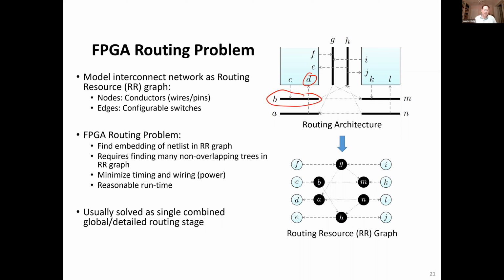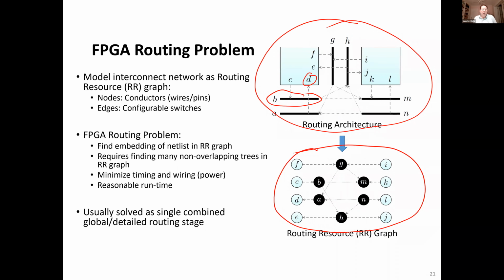So the routing problem is we need to find an embedding of the netlist, so the connections that need to be completed by your design, inside that RR graph. The first step of what I described is we turn your specification, something like this, into a graph. This is the routing resource graph. And we have sources and nets, basically, that come from your design. So if you have a design that says I need to connect this node F to this node J, we need to find a path through this graph to do it. So we need to find a lot of non-overlapping trees in this RR graph.